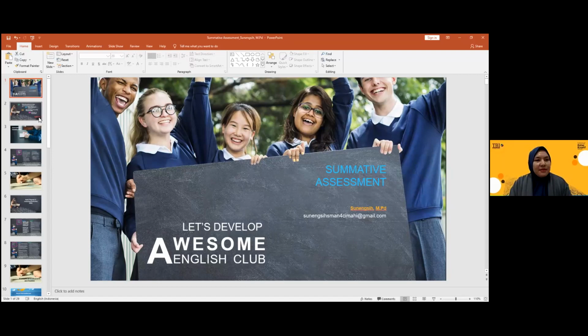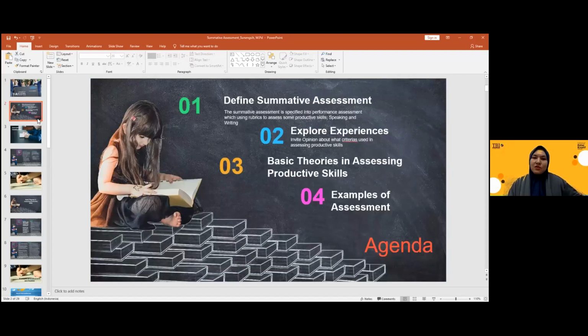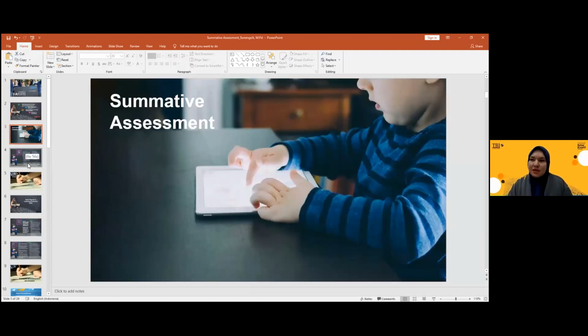Okay, this is my agenda. The first one, I will try to define summative assessment, which will be specified into performance assessment, using rubrics to assess productive skills such as speaking and writing. The second agenda, I will explore your experience about what kind of criteria you usually use in developing rubrics. Then I will get into the basic theories. I use Brown's theories in assessing productive skills, and then I will provide some examples of assessment. Okay, the first one, what is summative assessment?